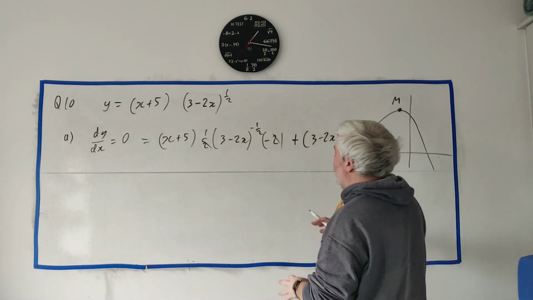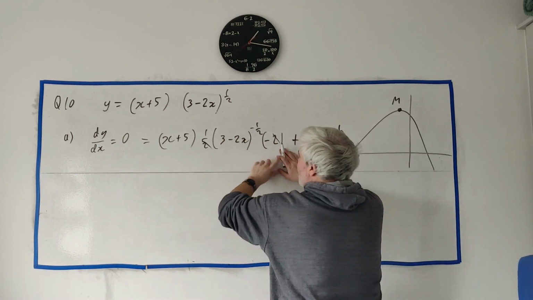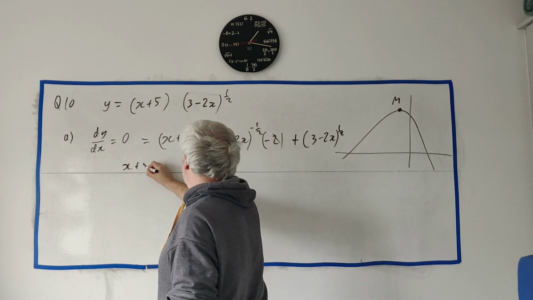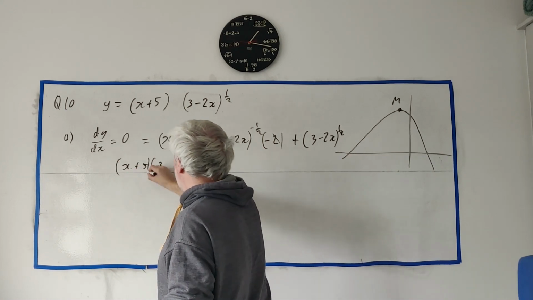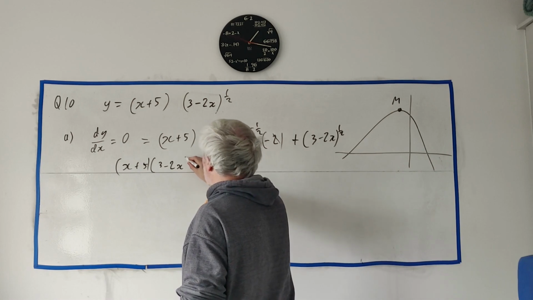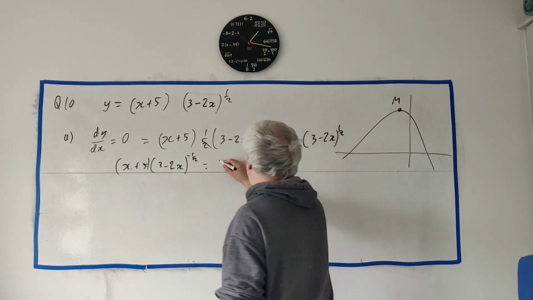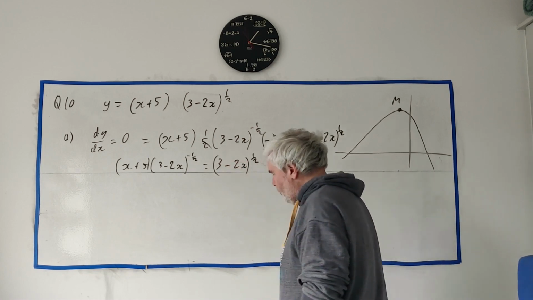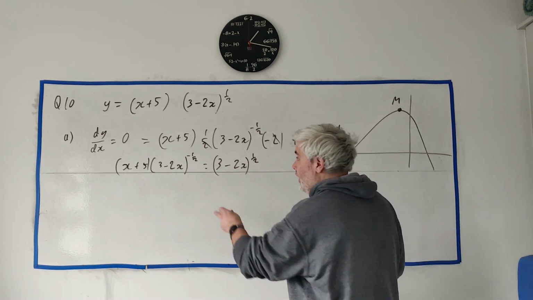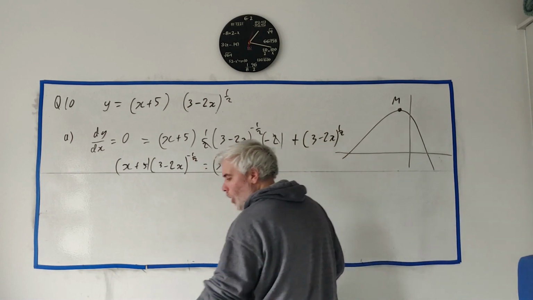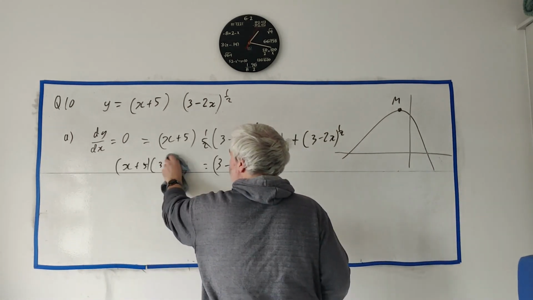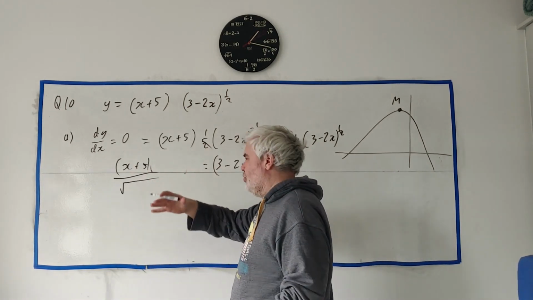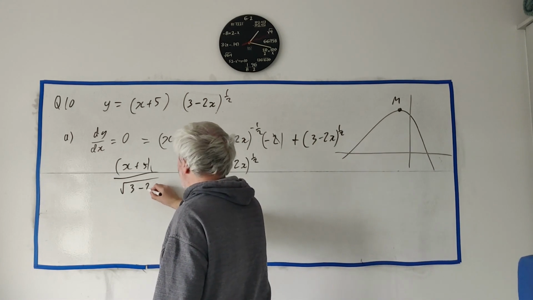So let's just move everything over to the other side of the equals. This term has a minus here, so it'll turn into a plus. So let me write that again on this side. (x plus 5) times (3 minus 2x) to the power minus a half is equal to (3 minus 2x) to the power of a half. Now it might be useful to start thinking of this minus a half as being on the bottom row. So let me put it on the bottom row and let's change it back to a square root. Students, I think, find it much easier to deal in square roots.